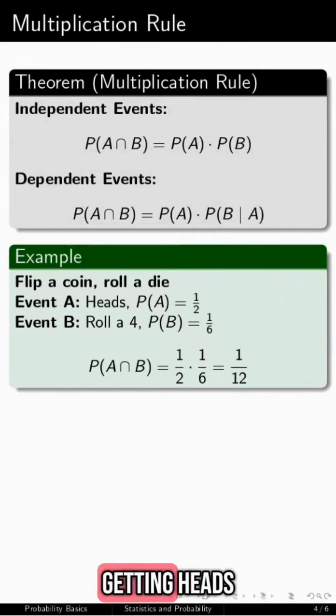Example. A coin is flipped, and a die is rolled. Let A be the event of getting heads. Let B be the event of rolling a 4. These are independent events. P of A is 1/2. P of B is 1 out of 6. So P of A and B is 1/2 times 1/6, which equals 1/12.